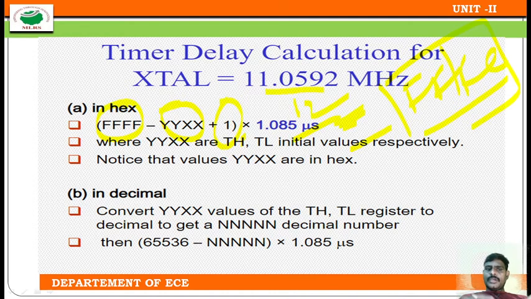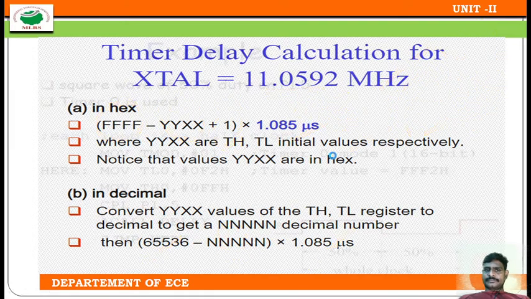In case of decimal, because we know it is 16 bit, 65536 minus the decimal count value needs to be subtracted and multiplied. So you can follow the procedure either as a hexadecimal value or a decimal. This way you can calculate the time delay.